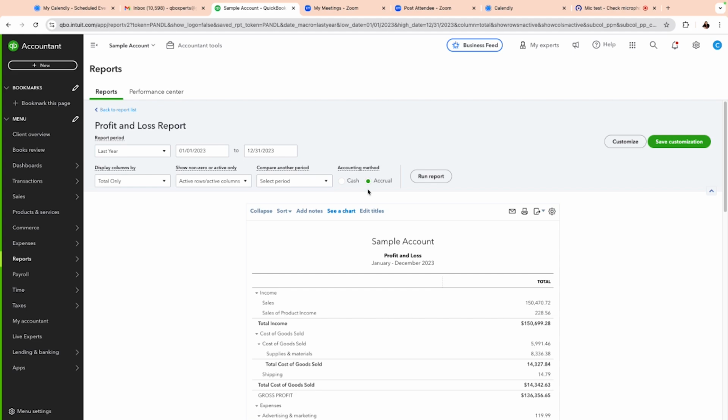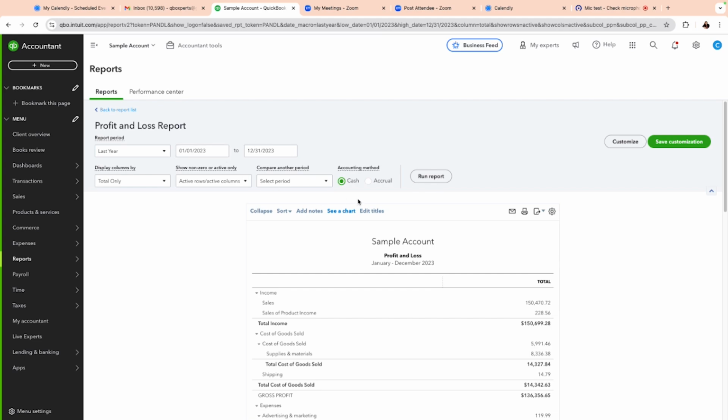And the moment that you obtain the expense, you're going to book the bill even though you have not actually paid for that. All right, most small businesses will be on the cash basis. So you can change it to the cash basis and Run Report. And you can change back and forth if you'd like.